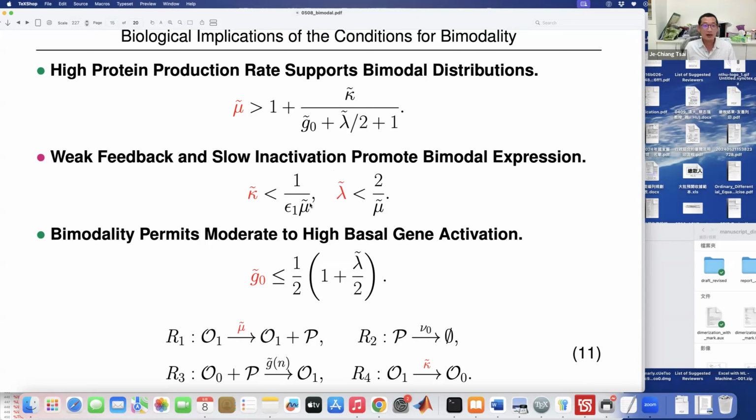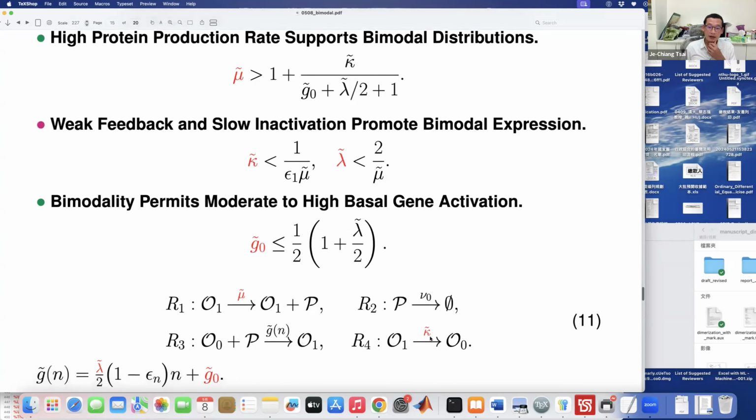And the second one, kappa delta. Remember, kappa delta describes the transition rate from the on state to the off state. So if kappa delta is large, it means the gene is more likely to be in the off state, or inactive state. So the gene will be shut down.